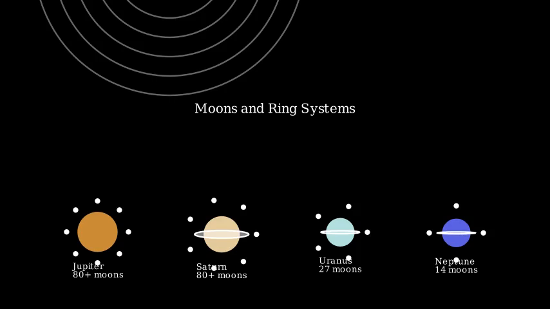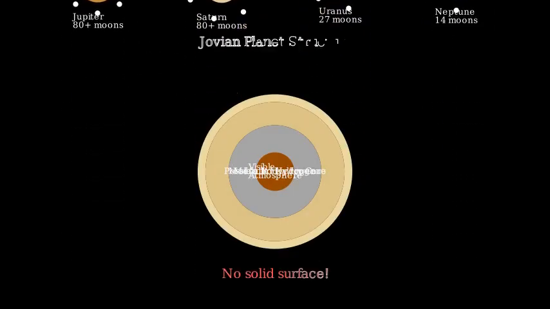The structure of Jovian planets is dramatically different from that of terrestrial planets. Unlike Earth, Jovian planets have no solid surface. Instead, they consist primarily of hydrogen and helium gas, with the possibility of small rocky or icy cores deep inside. Their structure consists of several distinct layers. First, there's the visible atmosphere or cloud tops that we can observe from telescopes.